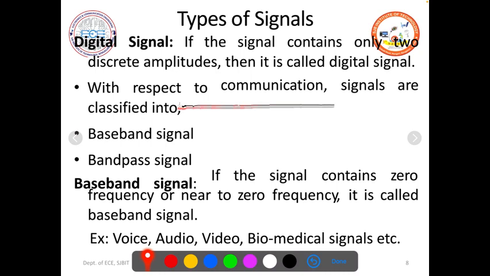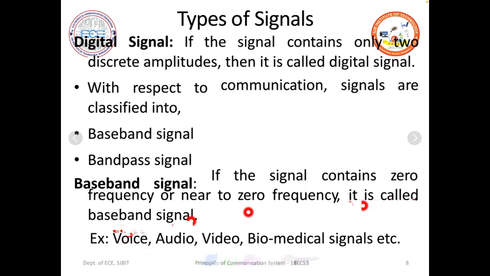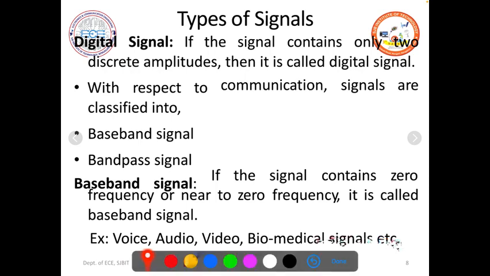With respect to communication, signals are classified into two types: one is the baseband signal, another is the band pass signal. What is this baseband signal? If the signal contains zero frequency or near zero frequency, it is called a baseband signal. What are the examples? Voice signal, audio signal, video signal, biomedical signals, etc.